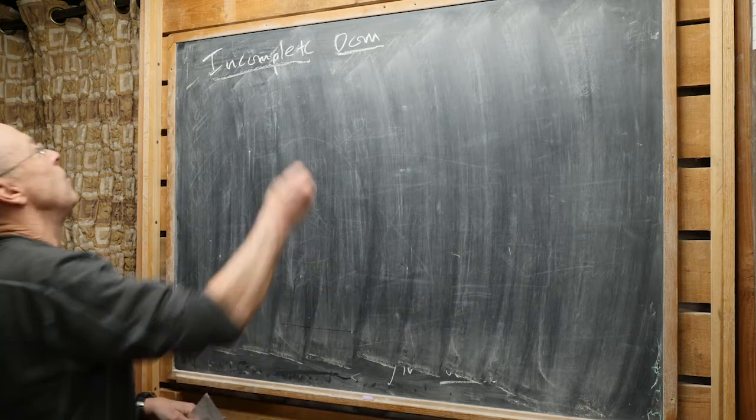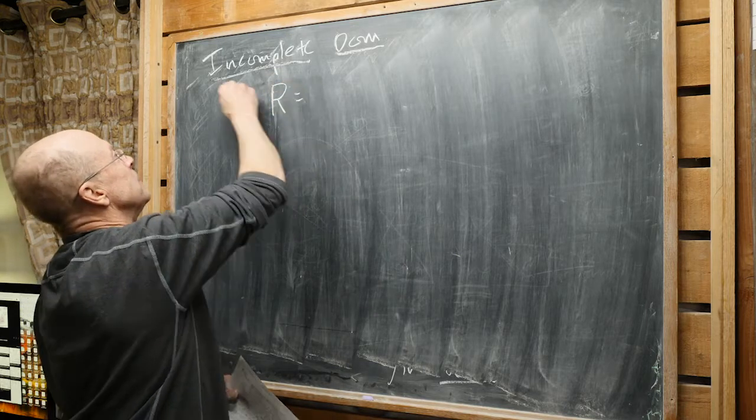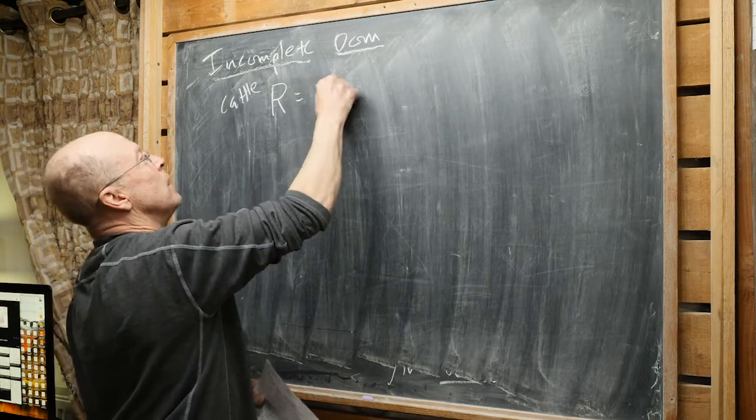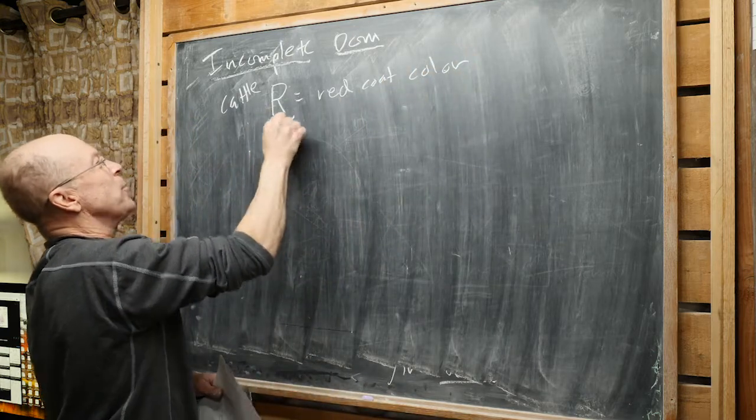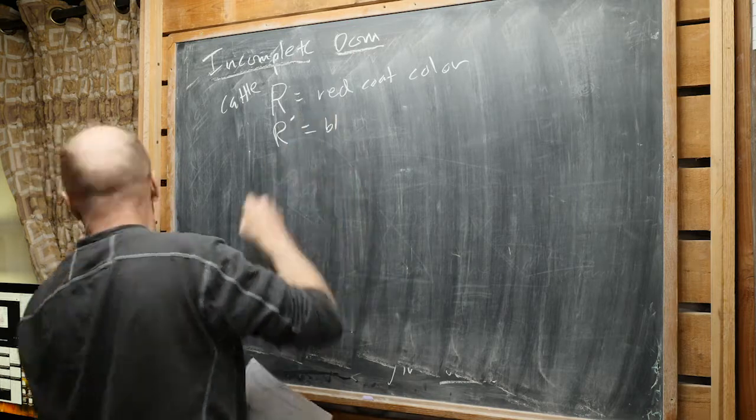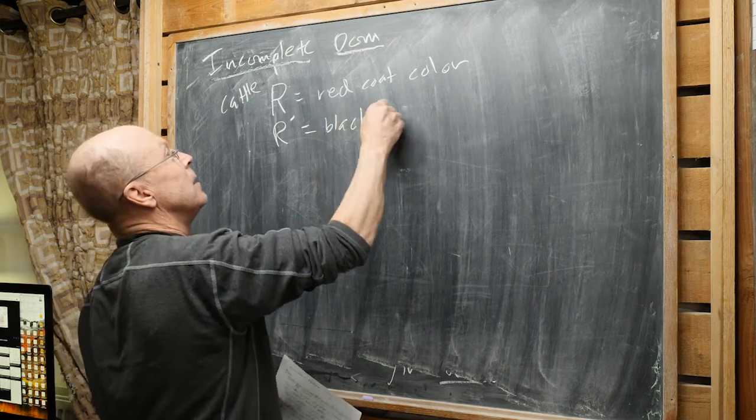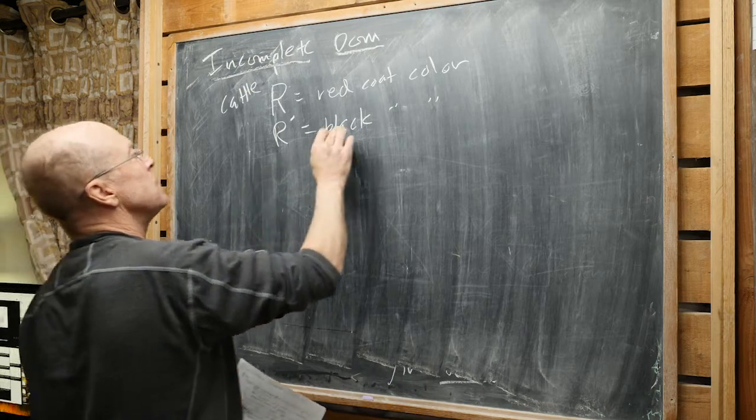All right, so here we're going to look at R. This is cattle. R is an allele that goes for red coat color, and big R prime is going to be for black, I believe. Let's double check this. Actually, it's brown coat color.